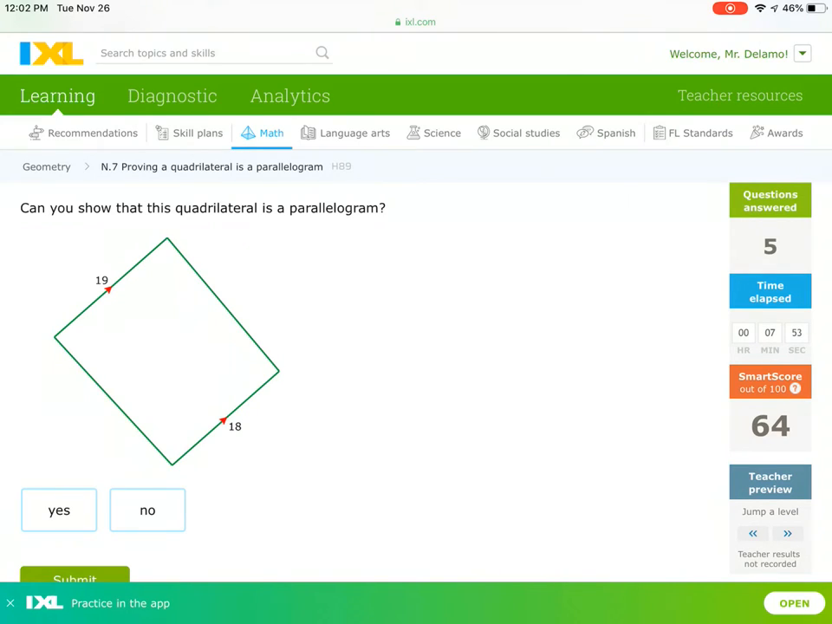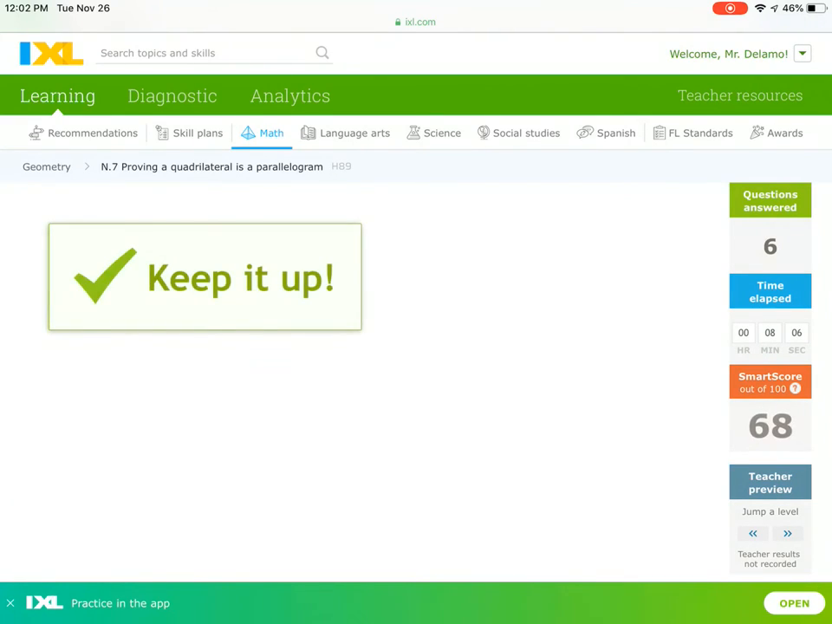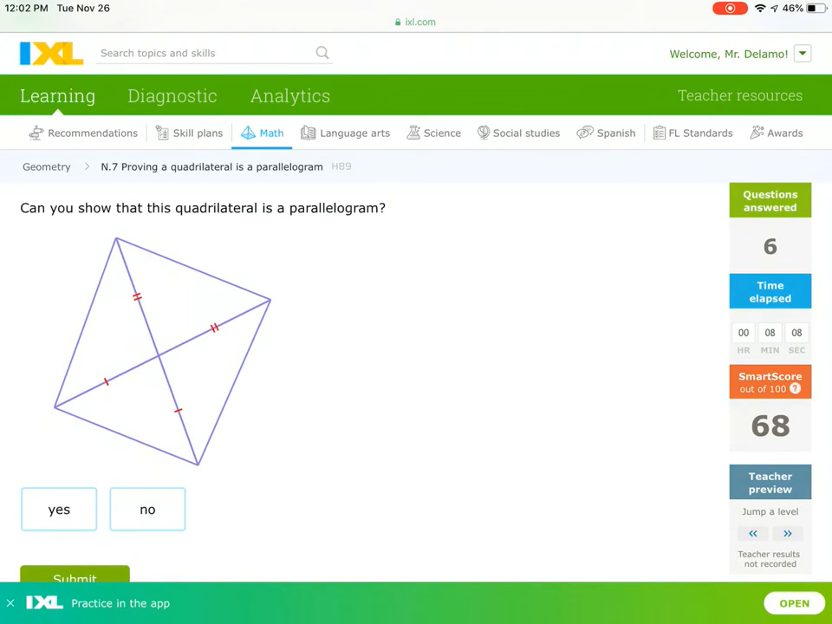We have one pair of sides parallel and the same two sides congruent. We don't know anything about the opposite two sides. So this is a no. Can you show this quadrilateral is a parallelogram? This is a no. This is another tricky one because it looks like you got two pairs of things congruent, and we do, it's just not in the right place.